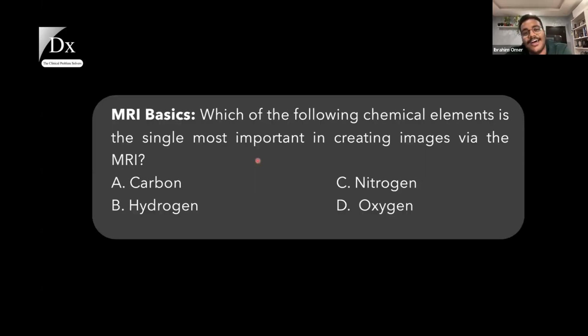However, before we go on to the MRI basics, I wanted to ask this question. If you can recall from your high school chemistry or from your undergrad chemistry, which of the following chemical elements is the single most important in creating images via the MRI? Again, carbon, hydrogen, nitrogen, or oxygen. Okay, so some people are saying B. We must say H. Okay, so the correct answer is actually B, hydrogen. And there's a reason for that.